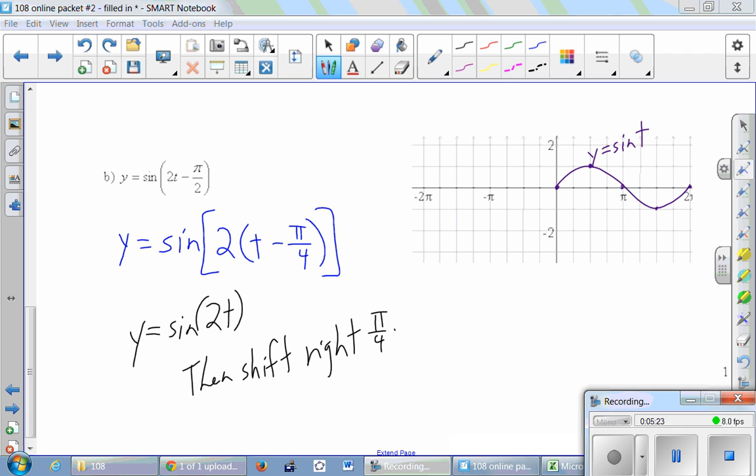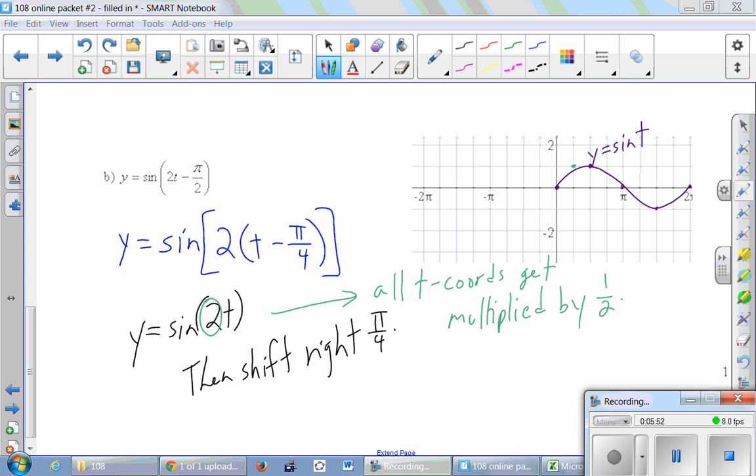And then we've already seen this sine of 2t before. We saw it last class. So we know that that's a horizontal compression. We know that it affects the period. And we know that all of the t coordinates get cut in half. So we're going to take each of these 5 special points and cut them in half, and we'll keep the y values exactly the same.